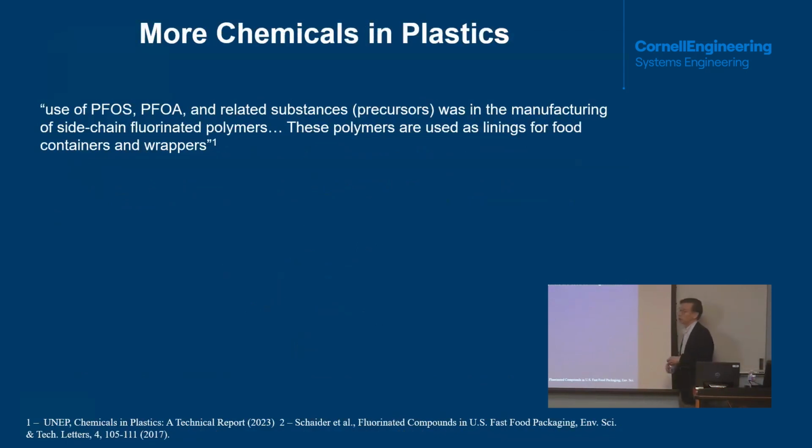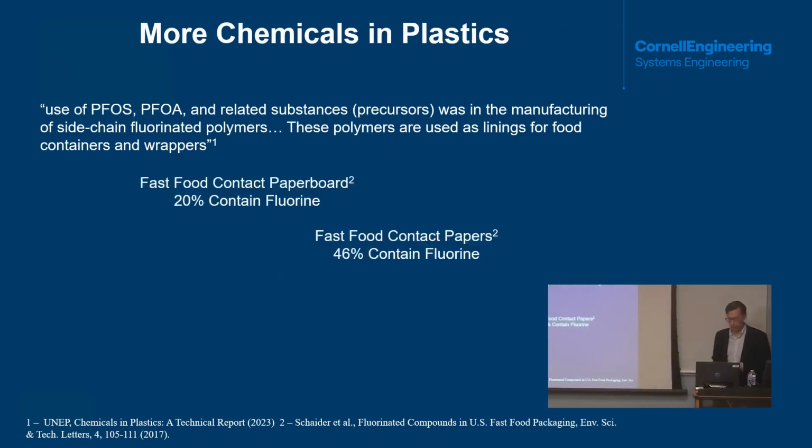How about our poly and perfluorinated polymers? They're used in a lot of food contact, right, for linings. One study found that with fast food paperboard, like maybe something that your French fries might come in contact with, 20% of those contain fluorine, whereas the wrapper that wrapped your sandwich was about 46% containing fluorine.